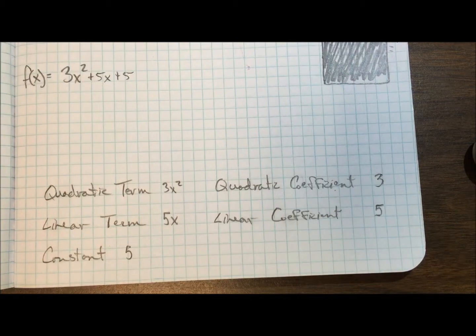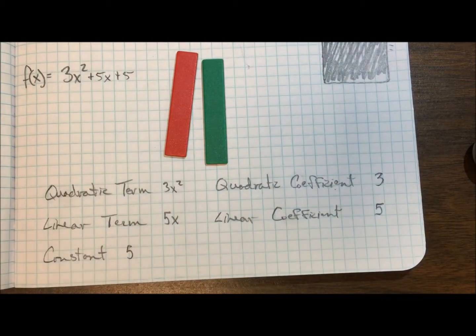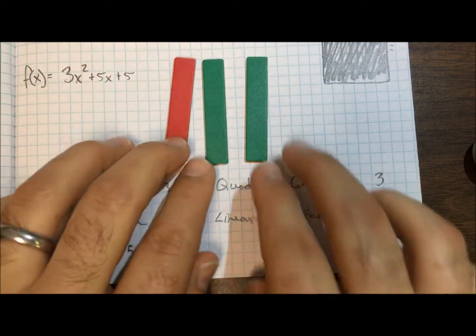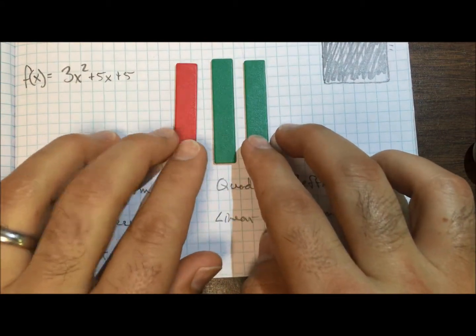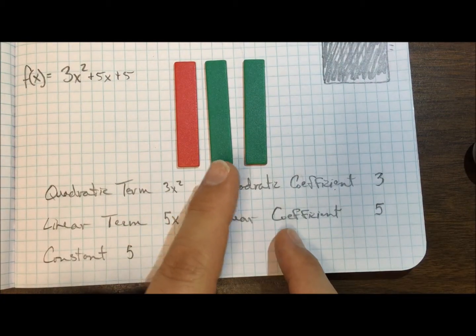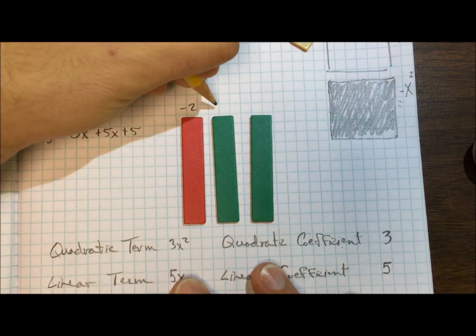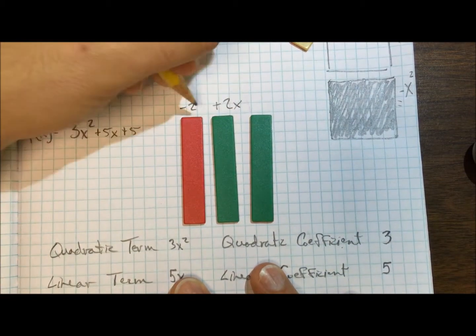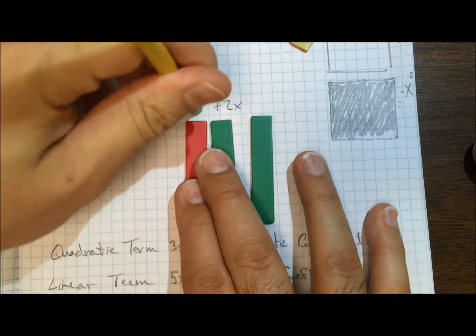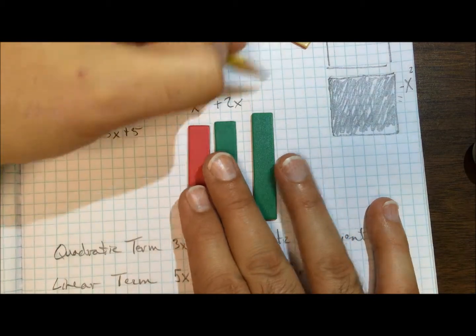Now let me do one last thing before I let you go. If I have this on my board, or on my desk, or in my notebook, or in a problem, negative x plus 2x. Sorry, that's not an x, that's a 2. Negative x plus 2x. Well, what does this equal?